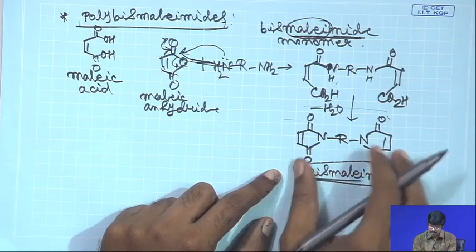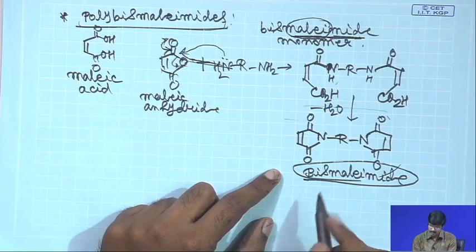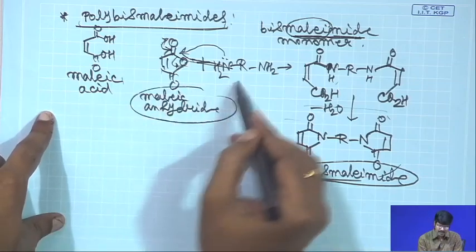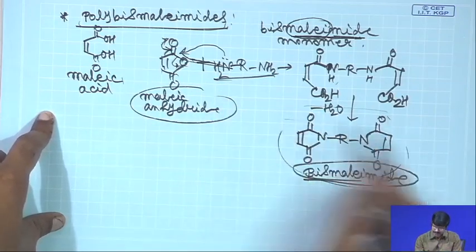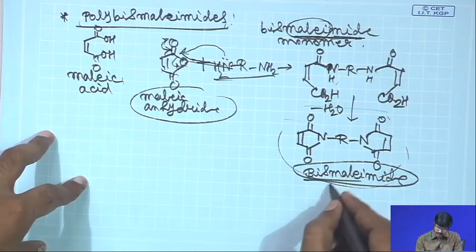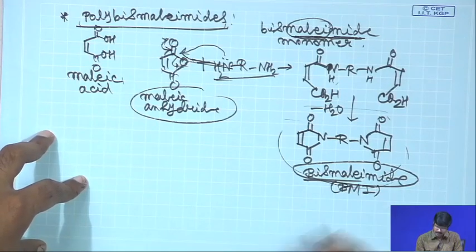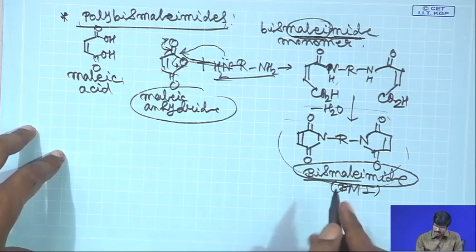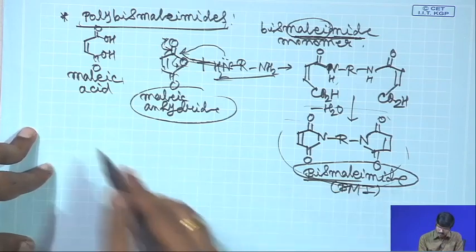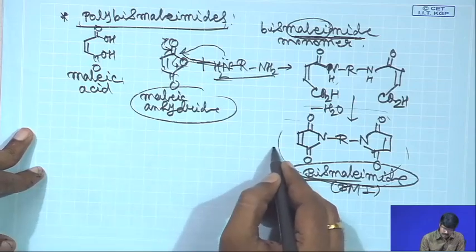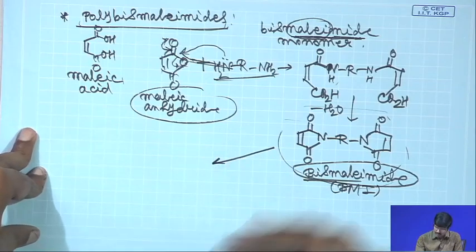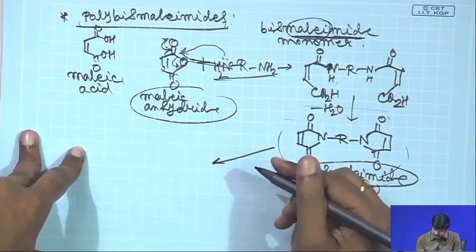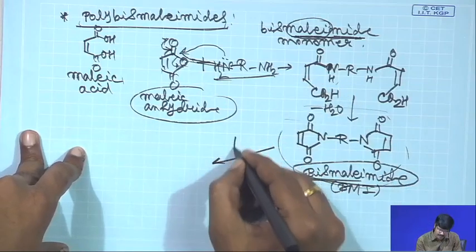This is your starting material. So, you are reacting maleic anhydride with a diamine and you get your bismaleimide. Now, what you do is that, so this is BMI, bismaleimide. So, this bismaleimide, you react this bismaleimide with say another diamine, that is why I am putting R prime.